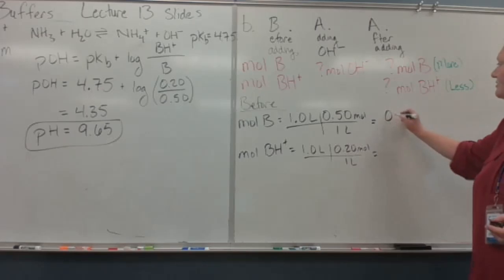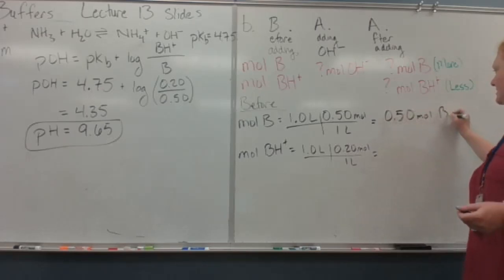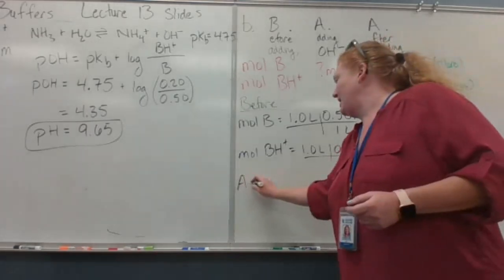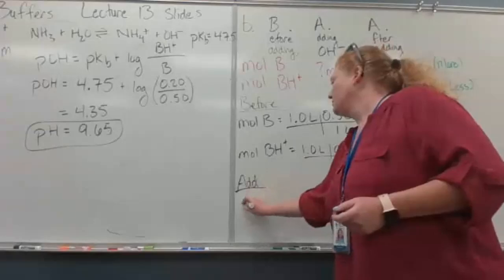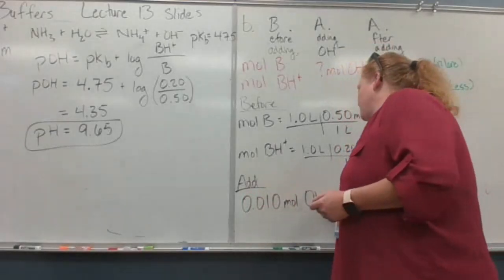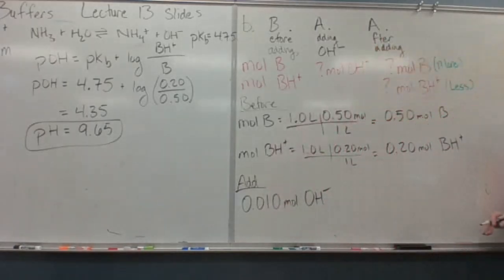So I just have 0.5 moles of base and 0.20 moles of conjugate acid. And then I'm going to add, well, you already gave us the most. I did. So that was super helpful. 0.01. Okay.